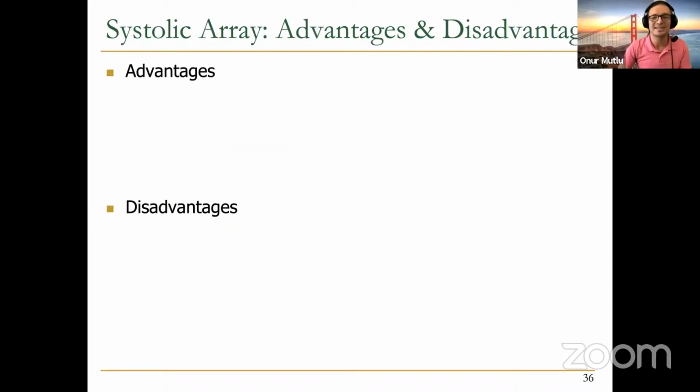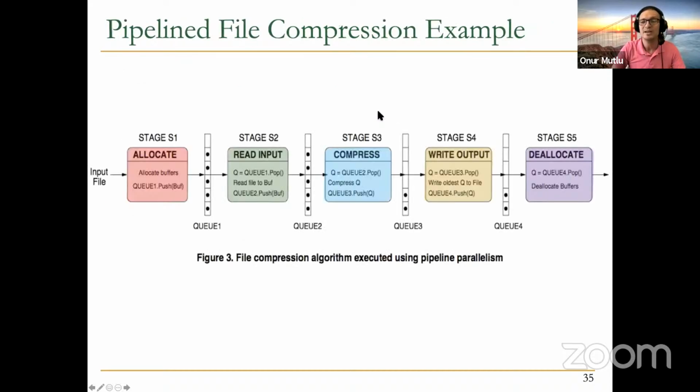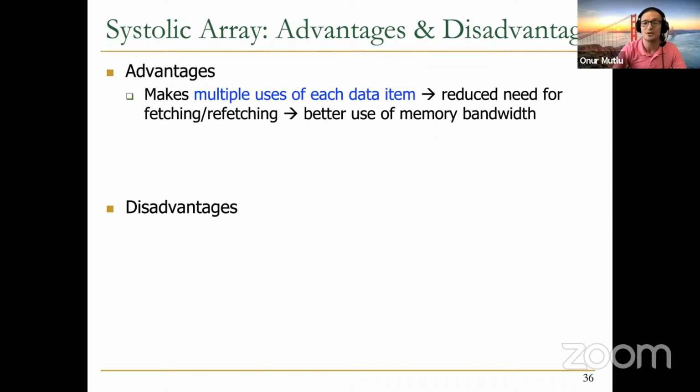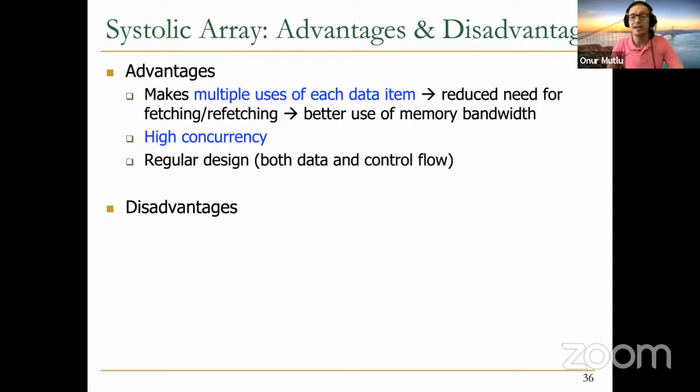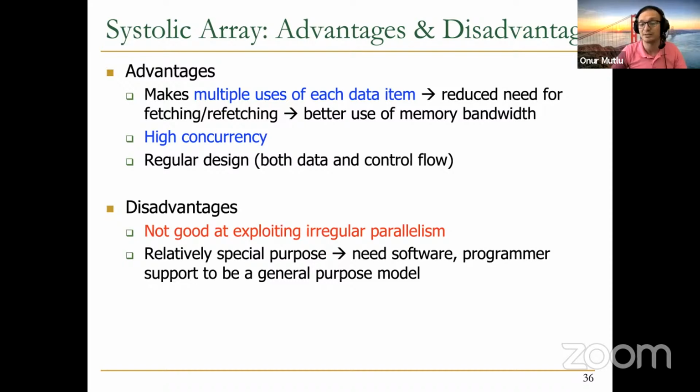Okay, let me cover the advantages and disadvantages again. The systolic arrays. Basically, we make multiple use of each data item, like in the previous example, hopefully. And this leads to a reduced need for fetching and refetching, better use of memory bandwidth, high concurrency as well at the same time, and also a regular design, both data and control flow, which enables specialization. But of course, it's not good at exploiting irregular parallelism, as we discussed. As a result, it's relatively special purpose.